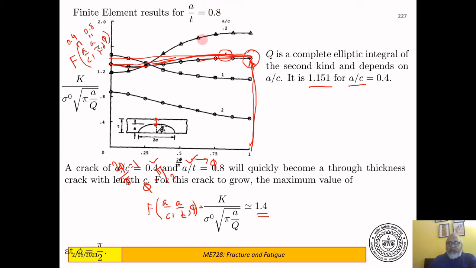We have done this for A by T equal to 0.8, which is not exactly through thickness, but as we said, once it reaches very close to this boundary, it just snaps through. So A by T equal to 0.8 is actually almost through thickness. So it has reached here, then it just snaps through and becomes a through thickness crack. So for A by T equal to 0.8, this factor is equal to 1.4. Just remember this 1.4, and that's when it becomes a through thickness crack.